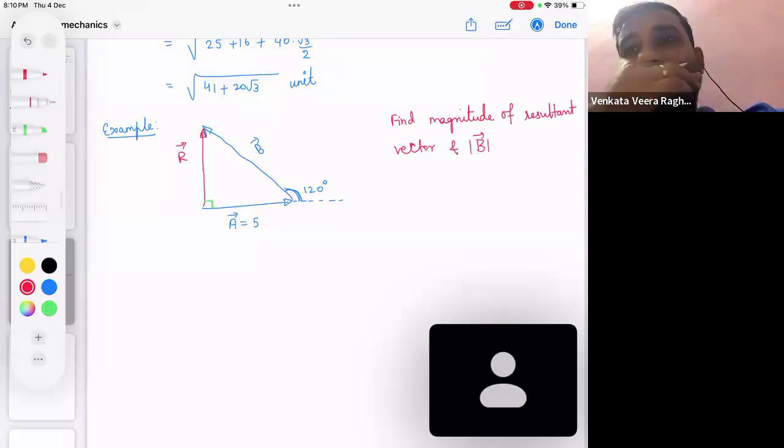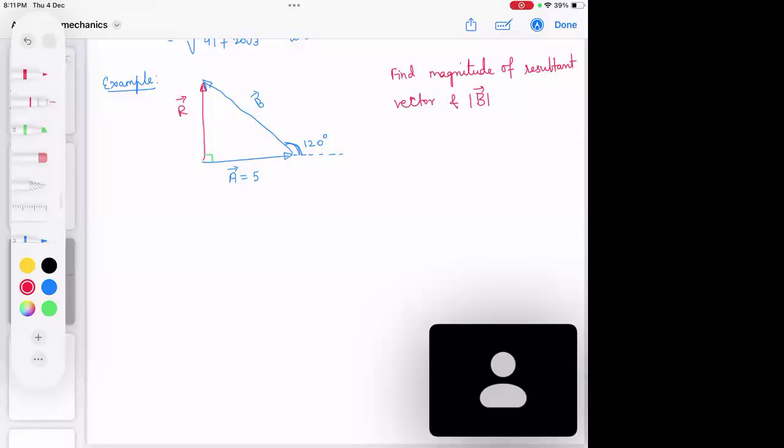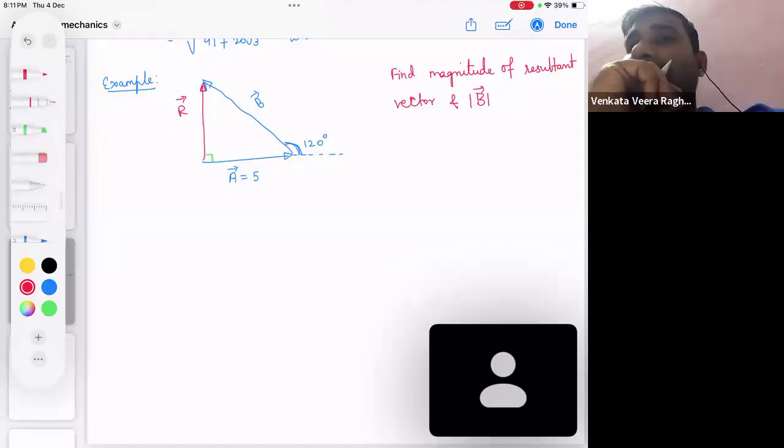Please tell me, how do we solve this one? Vector B, 5 cos 60. Vector B will be coming how much? 5 cos 60 or 5 by cos 60. Check it once. See that this angle is 120. So can I say that this angle must be 60 degrees?